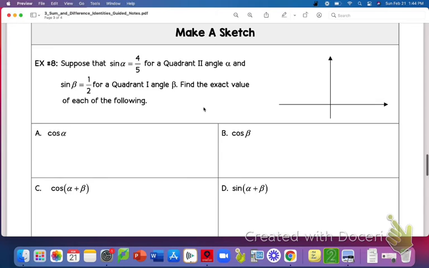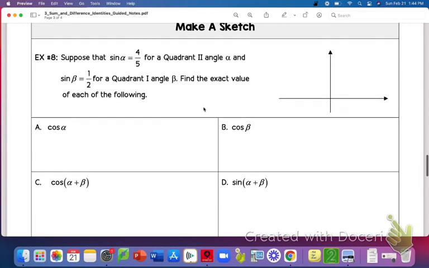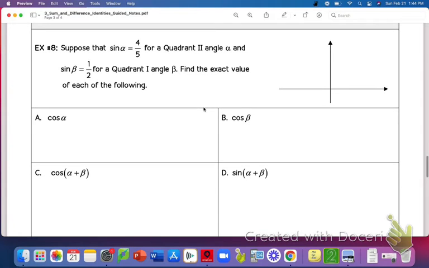All right, so now making a sketch to come up with all this. Suppose that we know that the sine of alpha is equal to 4/5 for quadrant 2 and an angle of alpha. And the sine of beta is equal to 1/2 for quadrant 1, where your angle is beta. Find the exact value of each of the following. Okay, so what we're going to do is first make a sketch of what these angles look like. So let's start with the alpha.